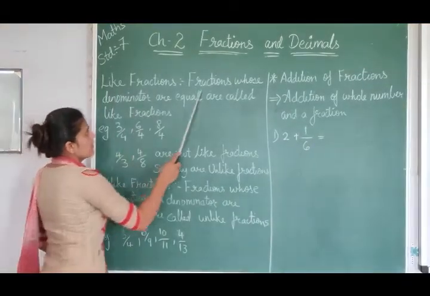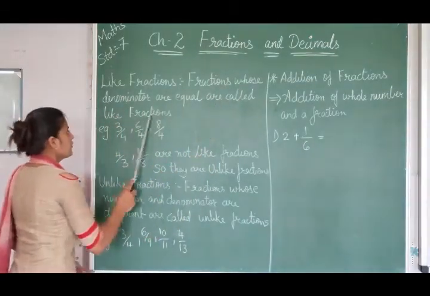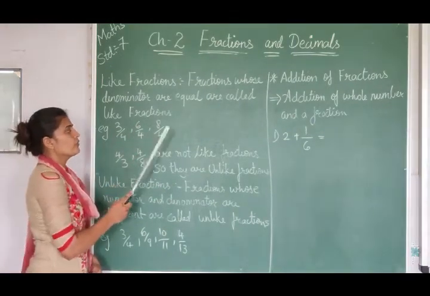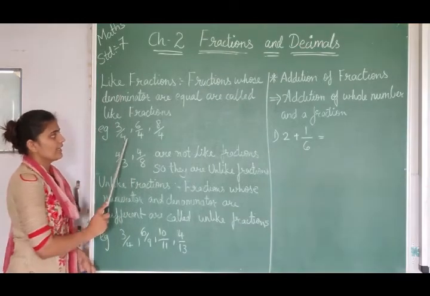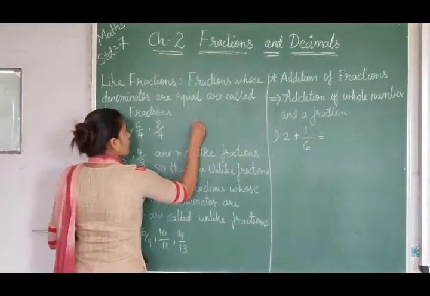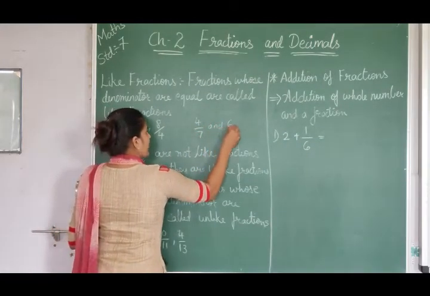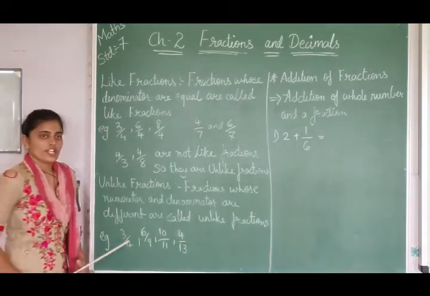Like fractions: fractions whose denominators are equal are called like fractions. Example 3 by 4, 6 by 4, 8 by 4. Here you can see 4, 4, 4 as the denominator and they are equal. Then another pair, 4 by 7 and 6 by 7. This pair is also like fractions.